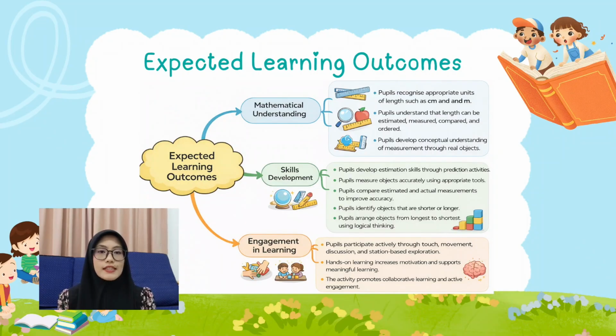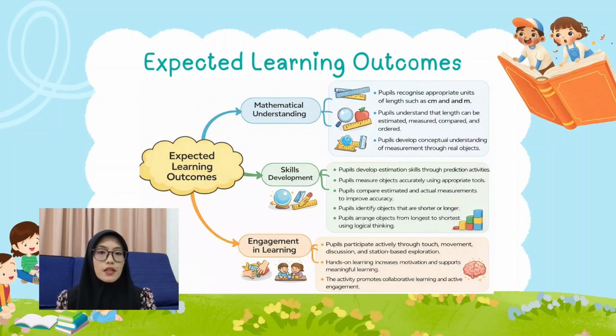The next presentation is about the expected learning outcomes that pupils gain from participating in this activity. The expected learning outcomes are divided into three areas, which are mathematical understanding, skill development, and engagement in learning. In terms of mathematical understanding, pupils recognize appropriate units such as centimeters and meters. They understand that length can be estimated, measured, compared, and ordered. This helps develop their conceptual understanding of measurement.